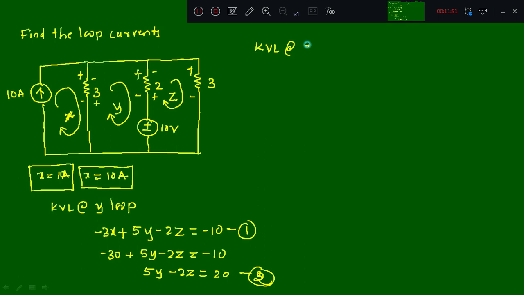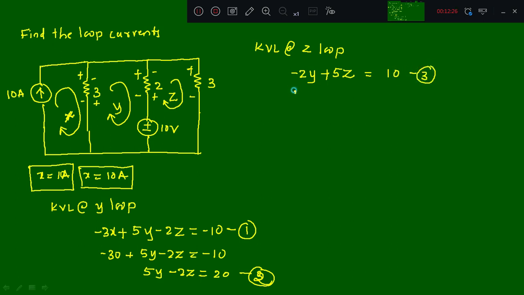KVL at z loop. So how many terms are purely related to z here? 2 and 3, therefore 5z. How many x terms are getting subtracted? Nowhere connected, right? So no term. How many y terms are getting subtracted? 2. It's a minus 2y, right? So in this path I am coming across this 10 volt source with a minus sign at the start. So if I take it to the right hand side, that will become plus 10. Call this equation number 3.